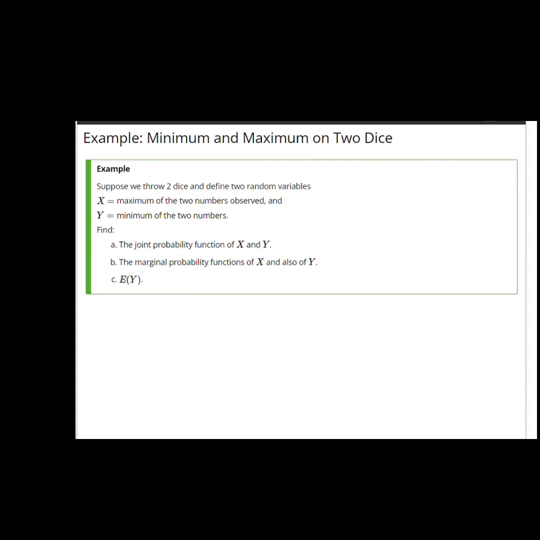Example: minimum and maximum on 2 dice. I throw 2 dice, and I define 2 random variables as a result. X is the maximum of the 2 numbers I observe, and y is the minimum of the 2 numbers. We're to find the joint probability function of x and y, the marginal probability functions of x and also of y, and the expected value of y, the minimum.